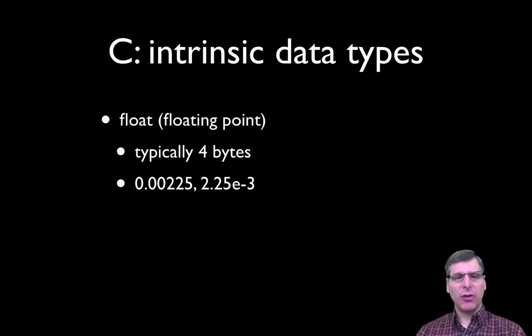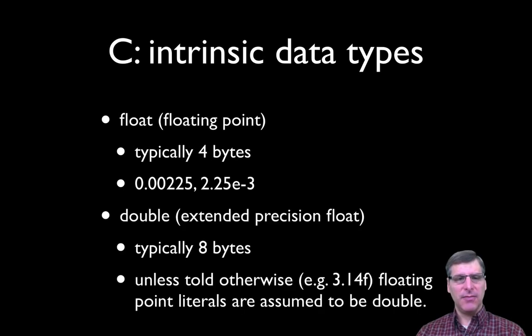We also have support for floating points, and this is the float keyword, and these typically also occupy 4 bytes in memory. And here's some examples. So I have a 0.00225, and I can also use scientific notation to represent floating point numbers in C. We also have a double type, which is an extended precision float. And on most machines today, these will typically occupy 8 bytes.